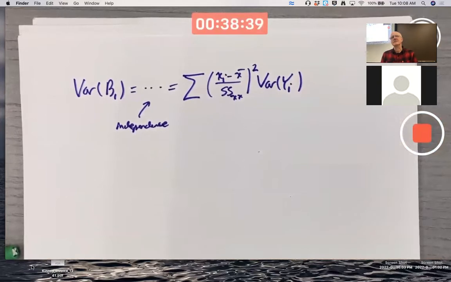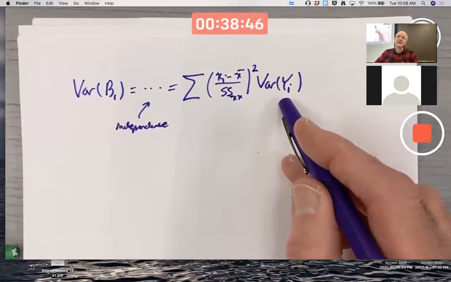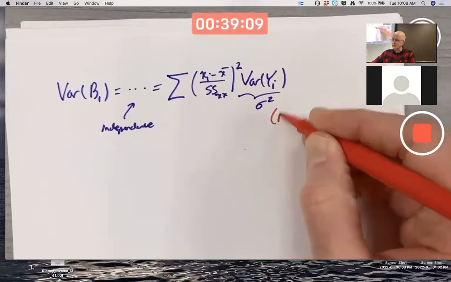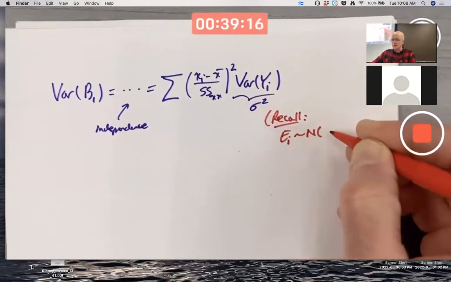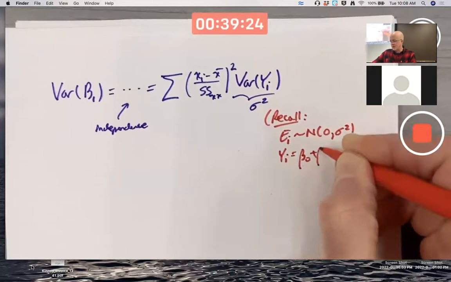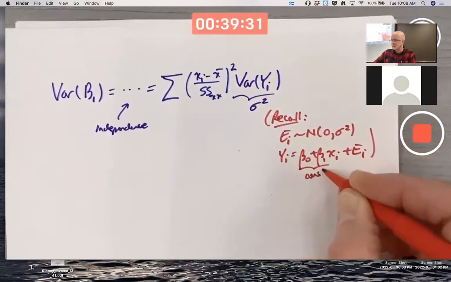One nice thing that happens here is the variance of each yi doesn't depend on i, unlike the mean. These are constants. These are each sigma squared, the assumed variance of the capital Ei, those errors. Recall, each Ei is normal with mean 0 and variance that we're calling sigma squared, and each yi is beta 0 plus beta 1 xi plus capital Ei. So it's going to have the same variance because this is a constant, not a random variable.